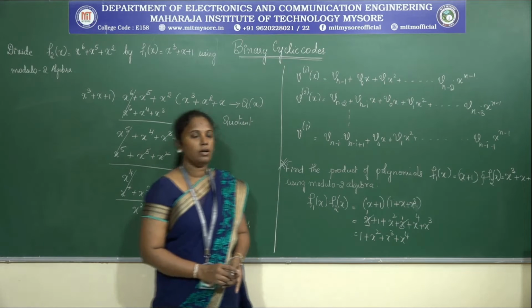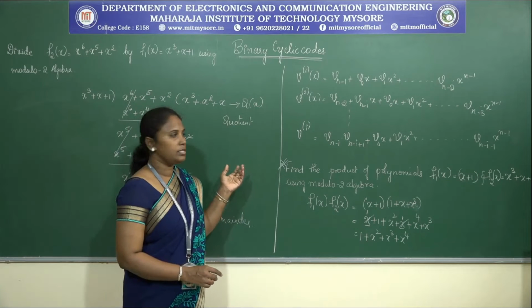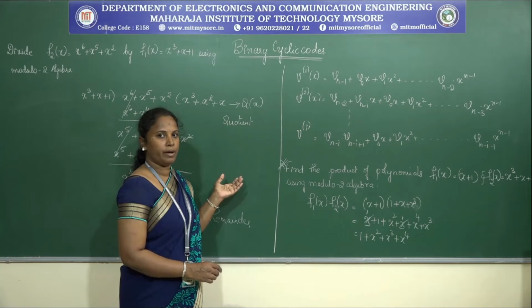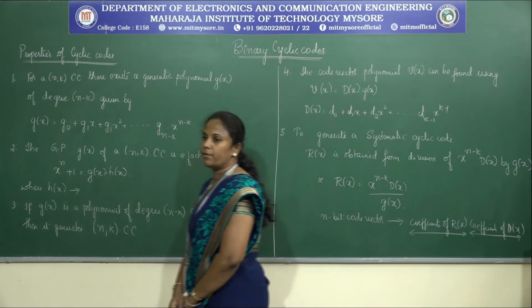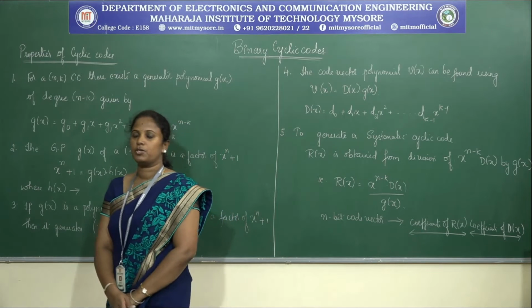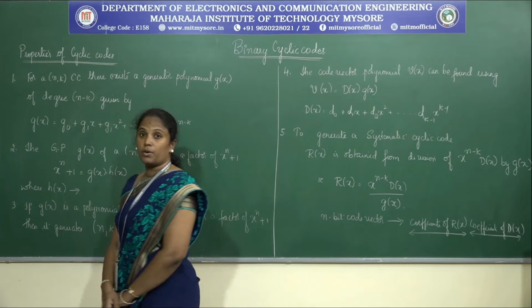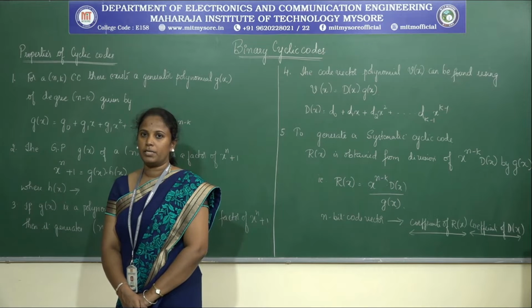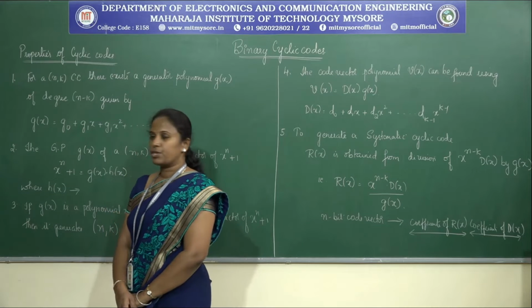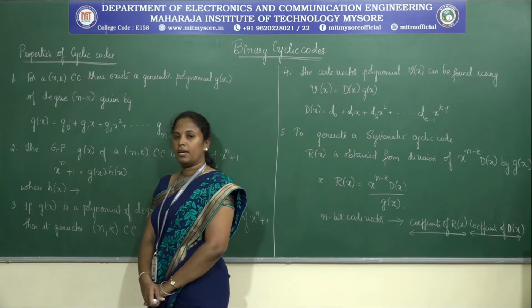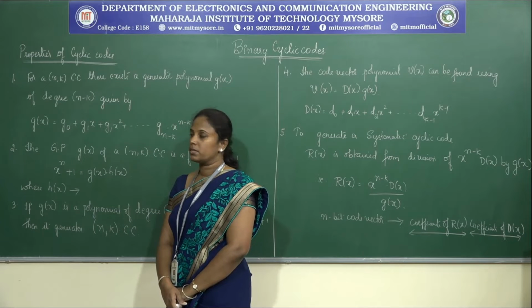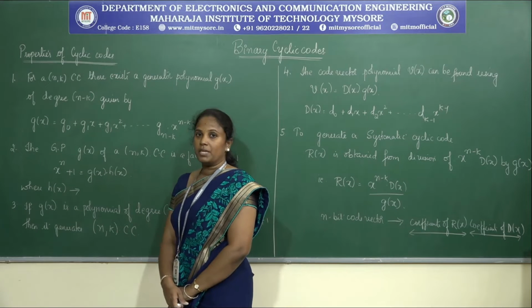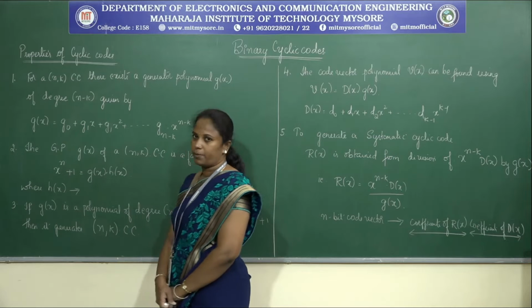So with respect to your cyclic codes, that is using your modulo 2 algebra. Okay. So next we have the properties of cyclic codes, where we have 5 important properties of cyclic codes. We are going to use all these 5 properties in the construction of your generator polynomial as well as in the construction of your parity check matrix. So now let us go for the first property.